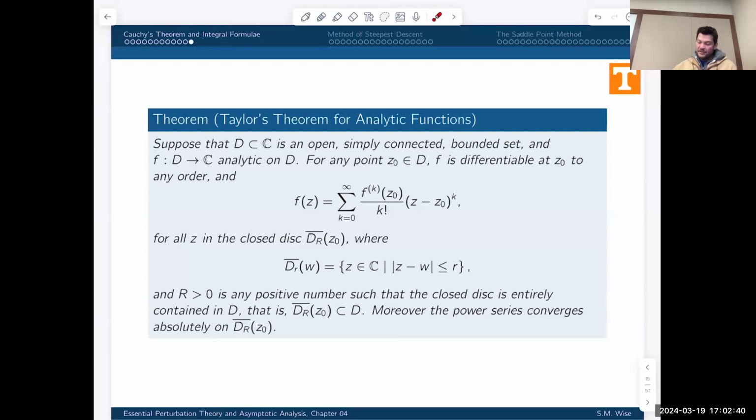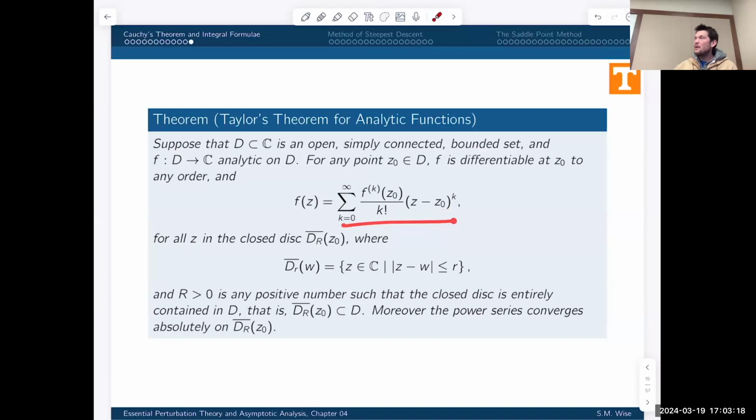Suppose that D is an open, simply connected, bounded set, and f is analytic. We already know now that that means it's infinitely differentiable inside of D. For any point z naught inside of D, f is differentiable at z naught to any order that you like. That's given to us by Cauchy's integral formula for derivatives. And the new part is that f can be written as an infinite series expression, the sum from k equals 0 to infinity of the kth derivative evaluated at z naught over k factorial, times (z minus z naught) to the k.